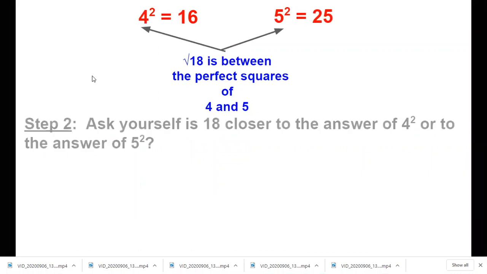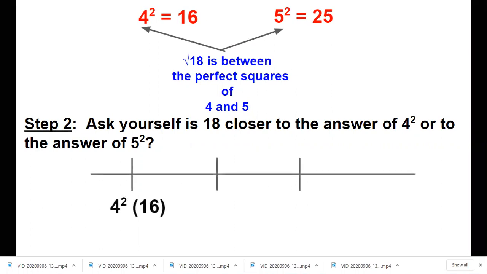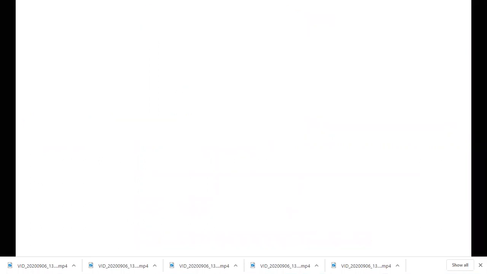Let's ask yourself, is 18 closer to the answer to 4 squared or to the answer to 5 squared? I think we just did this. Maybe it's just repeating what I just did. I think it is, so we'll move on.